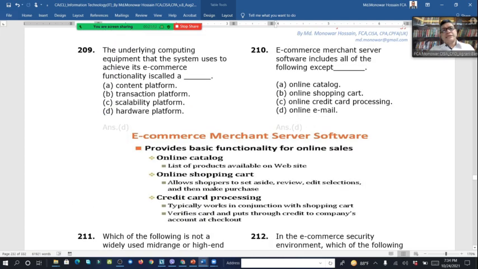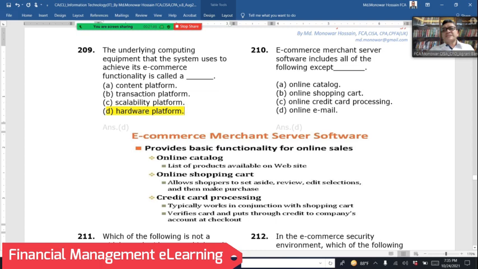The underlying computing equipment that the system uses to achieve its e-commerce functionality is called a, here the answer is hardware platform. So the underlying computing equipment that the system uses to achieve its e-commerce functionality is called a hardware platform.